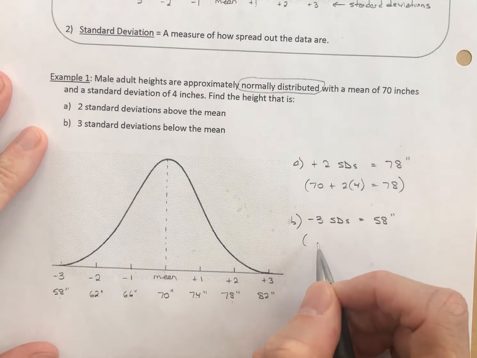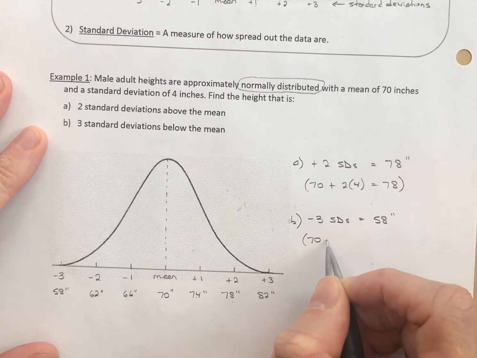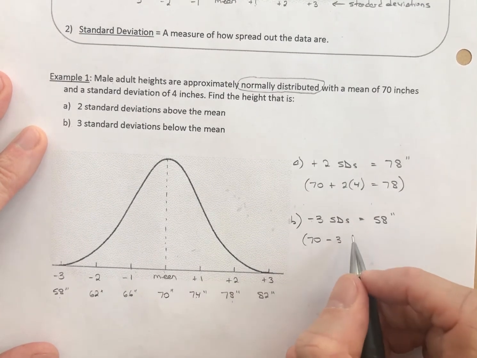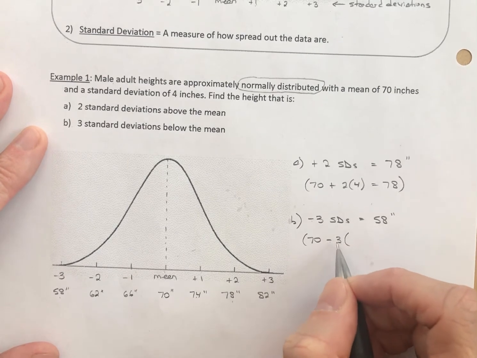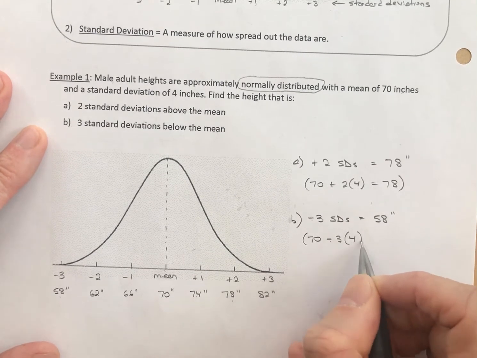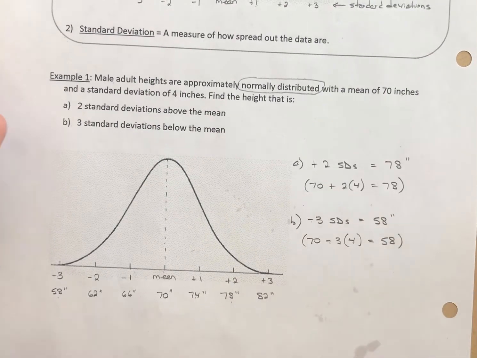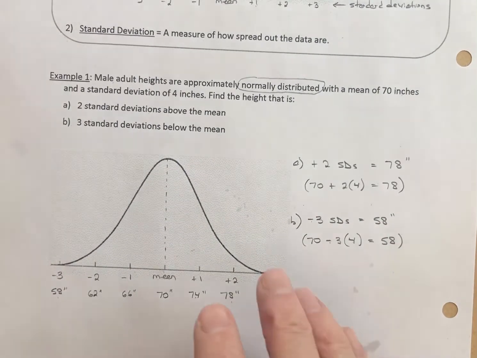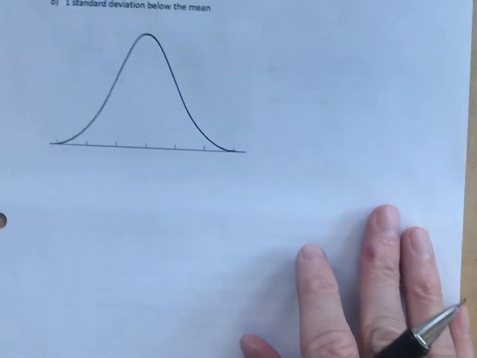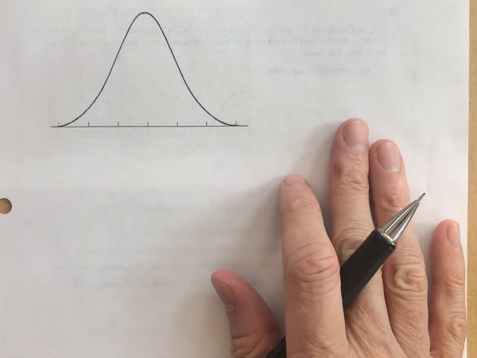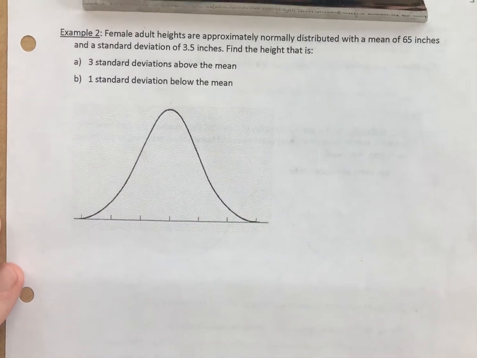Okay, mathematically, we're going to do 70, we're going to minus 3. So the minus 3 standard deviations, every standard deviation is 4 inches, and we come up with 58. Let's do the same thing for women. Okay, so let me change papers. Or let's do a similar thing for women, if you will.